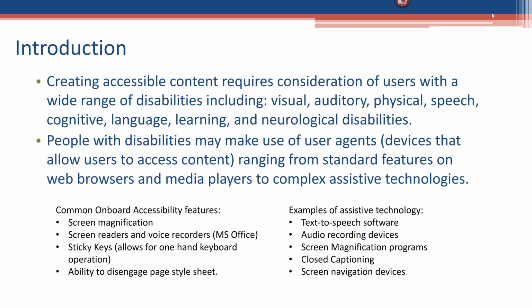So below, I've listed a few common onboard accessibility features that almost all of us have access to on the standard computer programs we use, including screen magnification, screen readers, and voice recorders that are common on Microsoft products, sticky keys, which is something that happens if you press shift a bunch and then allows you to use one-handed keyboard operation, the ability to disengage page style sheets, and we'll talk a little more about that later. And then on the right-hand side, I've got some examples of other assistive technologies.